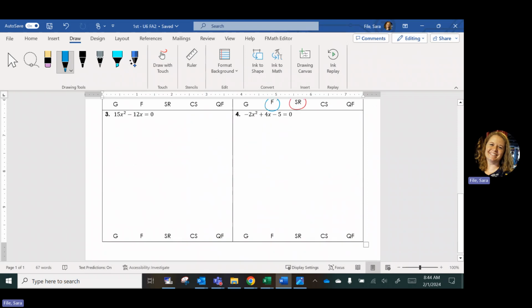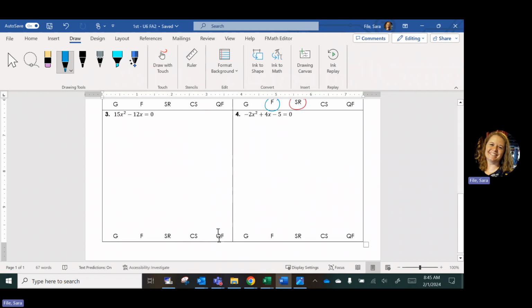All right, for number 3, again, I right away see that this is not a trinomial. What's missing to make it a trinomial? I have ax squared plus bx. Is there a c? No. So if you wanted to do quadratic formula, c would be what? 0. C would be 0. Okay, so you could do quadratic formula.